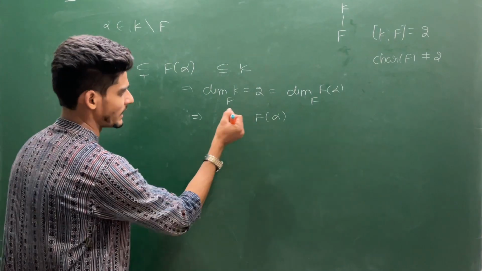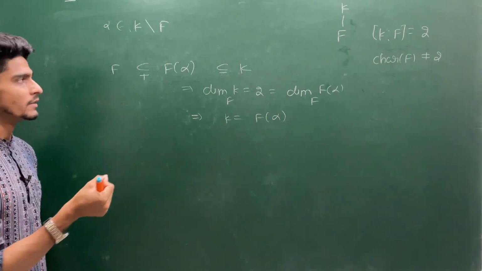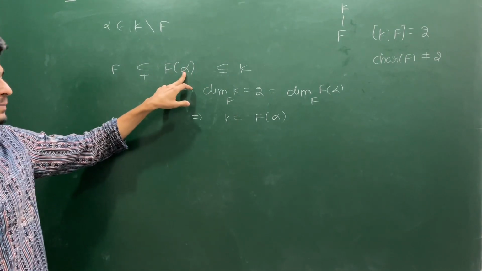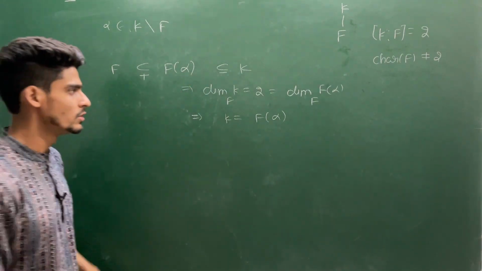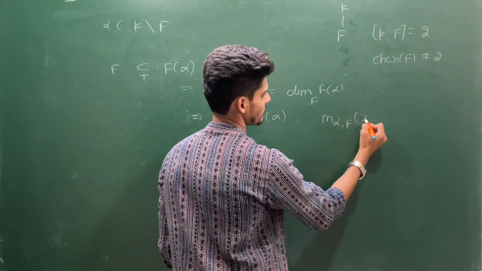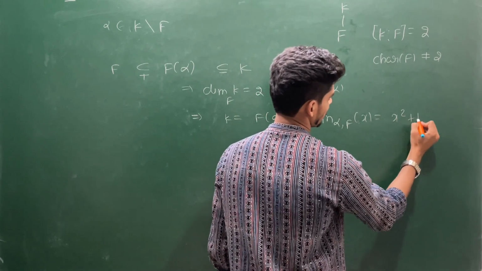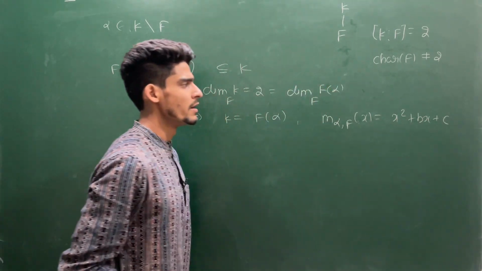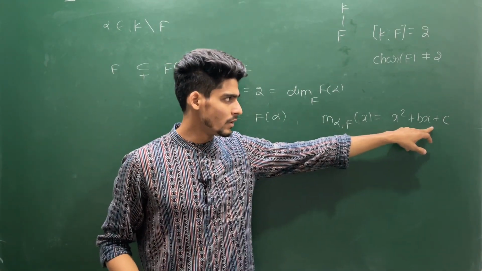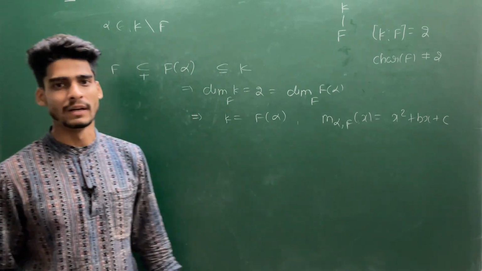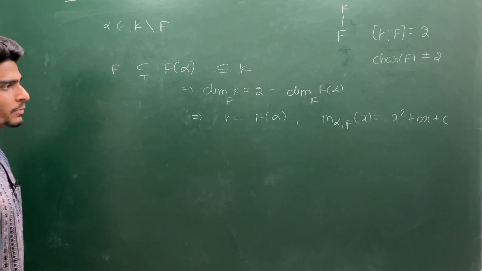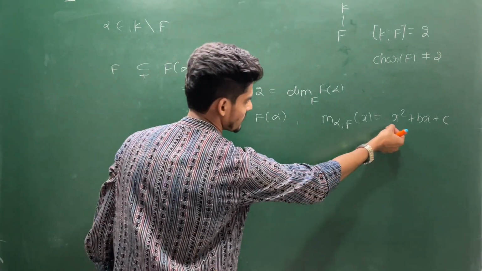Moreover, I can give you more criteria. What can you say about this alpha? This F(alpha) is a 2-dimensional vector space over F. So its minimal polynomial will be of degree 2. Let me choose minimal polynomial of alpha over F. Say this is of the form x square plus bx plus c, because minimal polynomial is a monic, irreducible, unique polynomial of minimal degree. So this is a 2 degree unique irreducible monic polynomial which has alpha as a root.